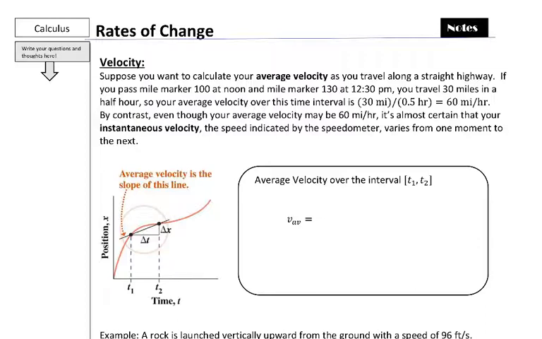By contrast, even though your average velocity may be 60 miles an hour, it's almost certain that your instantaneous velocity, the speed indicated by the speedometer, varies from one moment to the next. So, like I said, you probably have seen this before.